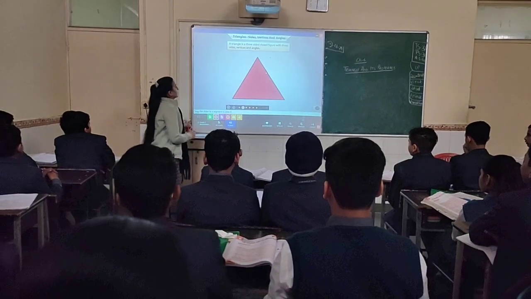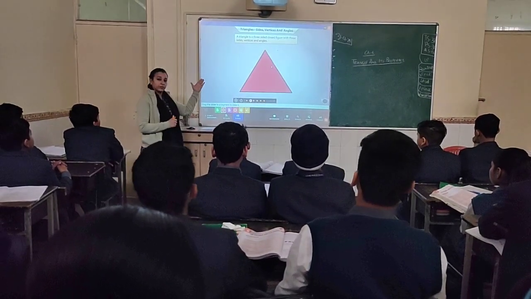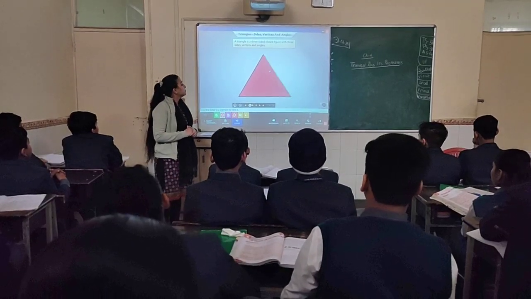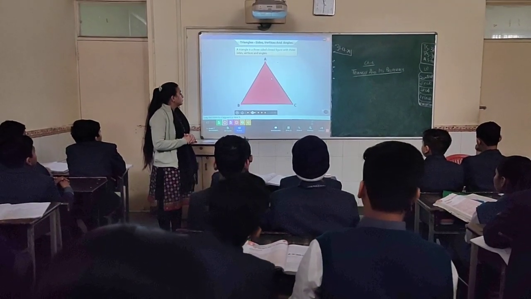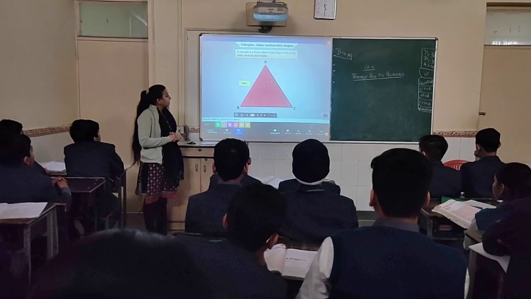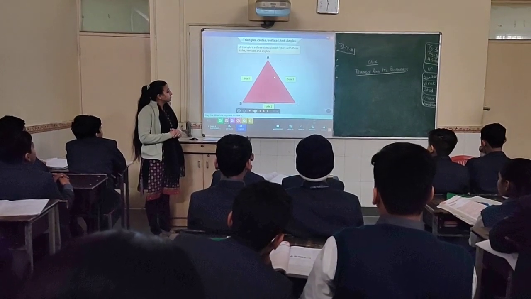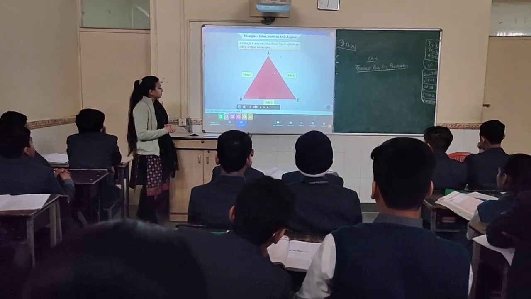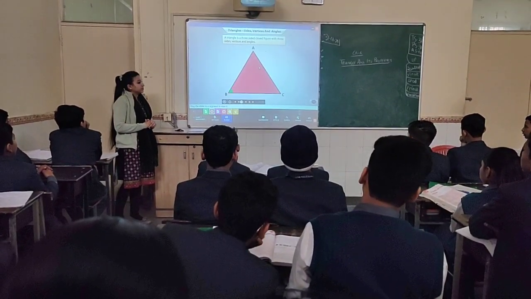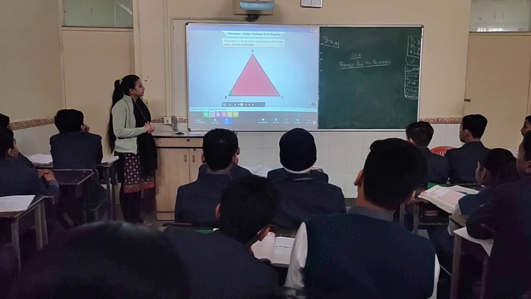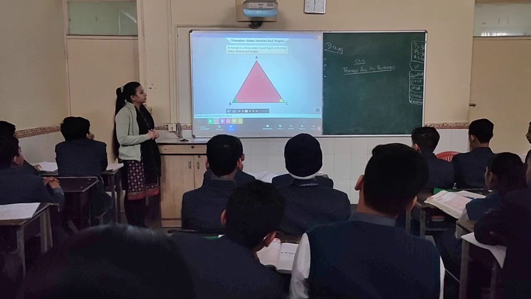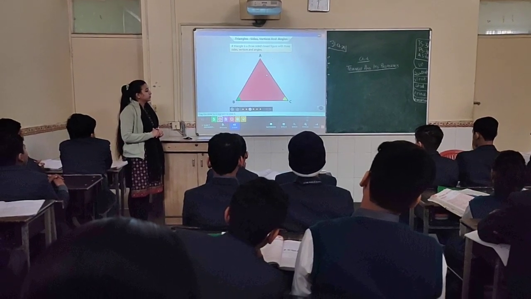A triangle is a three-sided closed figure. I already told. Three sides, vertices and angles. In the figure, A, B and C are the vertices. AB, BC and CA are known as the sides. The three angles in the figure are angle ABC, angle BCA and angle CAB.